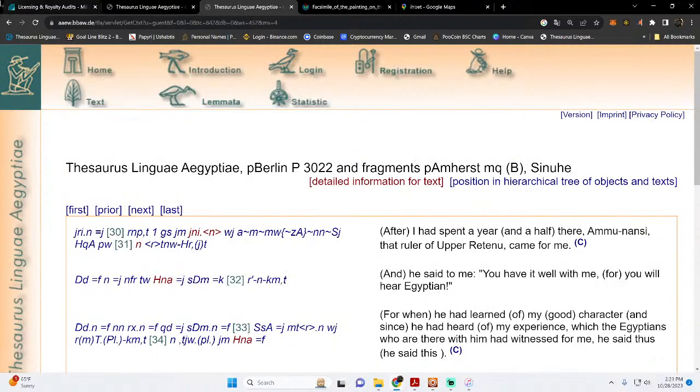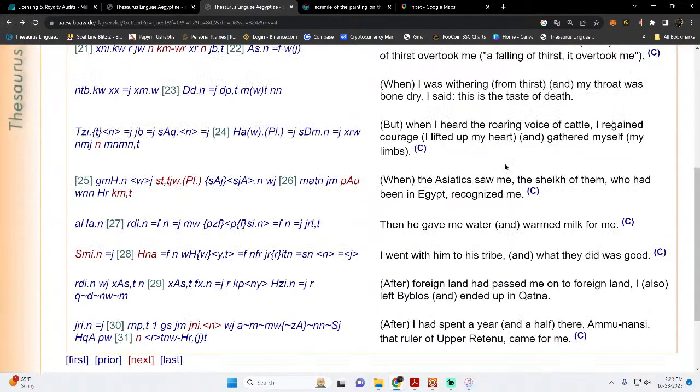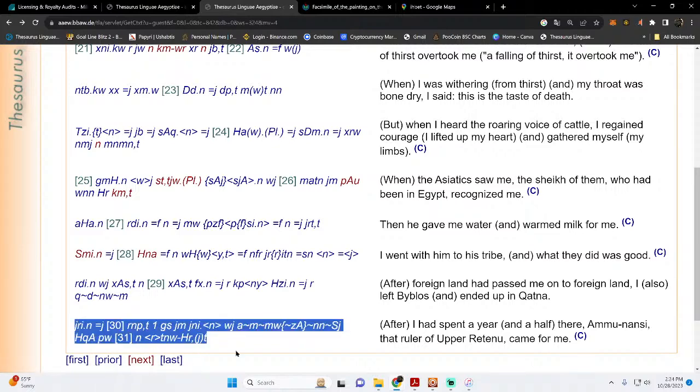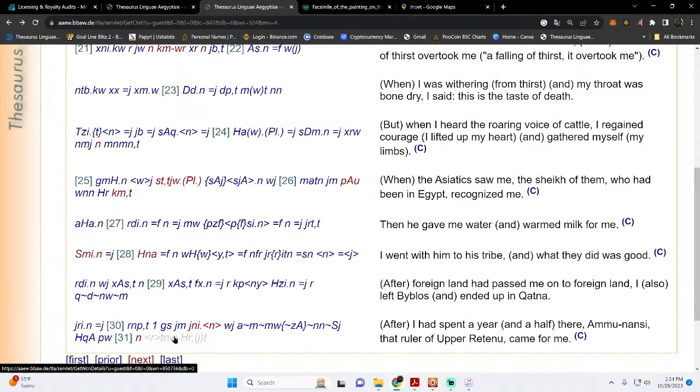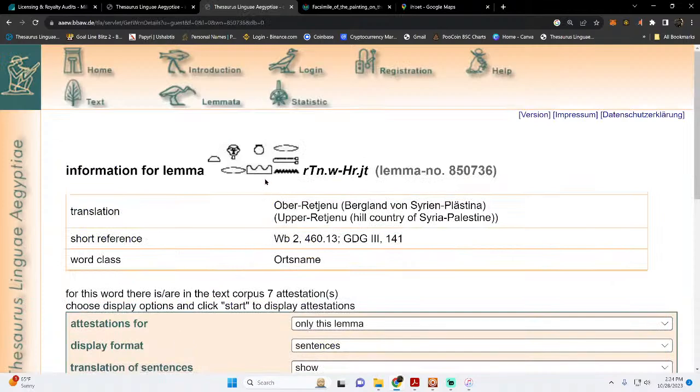Well, let me go back one time because the word is here that you need to see. Look, upper Retenu. If I click this Retenu word, dang, man, why they be doing that? When I come to look for the transliteration, oh, that's why, because upper Retenu is written in a conjunction. You see this Retenu right here? Now, what does it say? The hill country of Syria or Palestine.